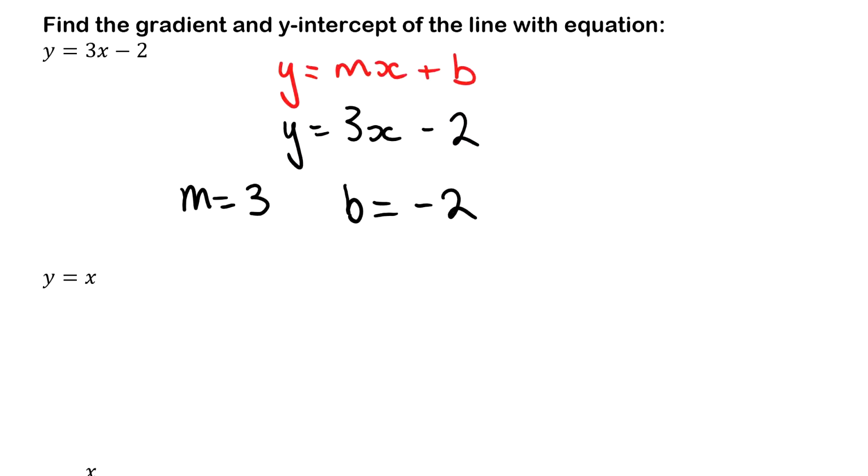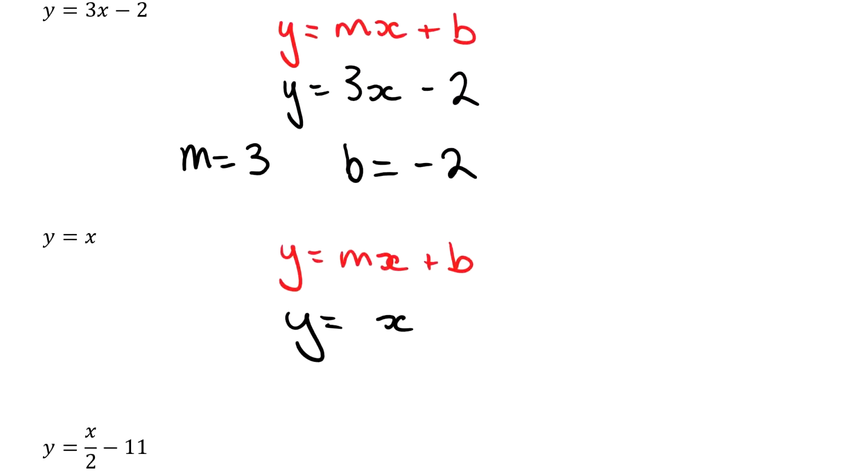Next, we have y equals x. So again, I'll write mx plus b. Down here, y equals x. We have no m value there, but we do have an x. So there is an invisible 1 there. So our m, our gradient, is 1. We have no b. In this case, we don't have a b, so it is 0. If you have a pronumeral with no number out the front, you can assume the coefficient is 1. In our case, m equals 1.